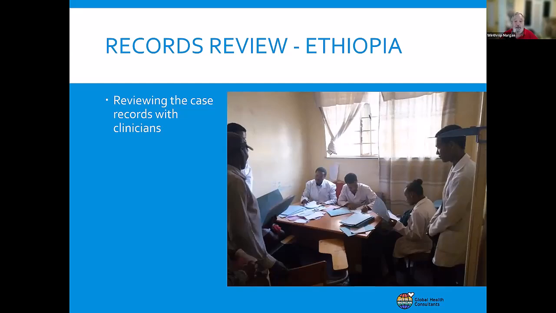We want to make sure that when we're doing these studies, not only do we get information and experience from this, but also those people from whom we're getting the information also get that. So here you can see we're in a clinic in Ethiopia. Everybody's gotten all the records out for the different typhoid cases they've had over the years, and they're reviewing them with us.